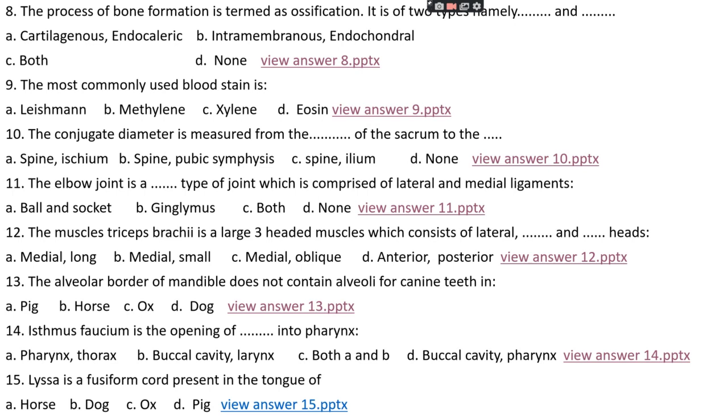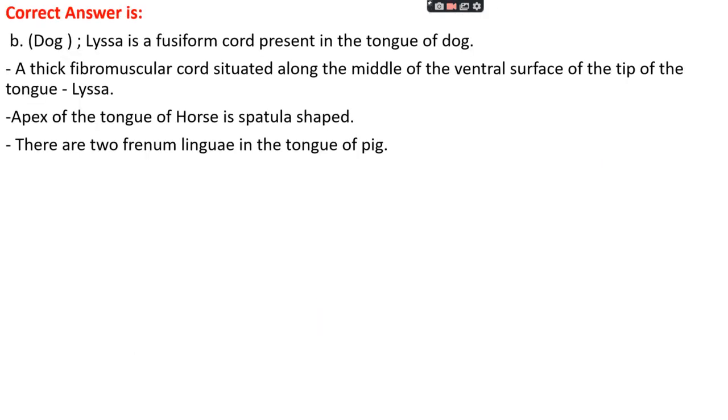Okay. Question number 15. Lyssa is a fusiform cord which is present in the tongue of: option A, horse; option B, dog; option C, ox; option D, pig. The right answer is option B, that is dog. Okay. Lyssa is a fusiform cord which is present in the tongue of dog. Lyssa is actually a thick fibromuscular cord which is situated along the middle of the ventral surface of the tip of the tongue.